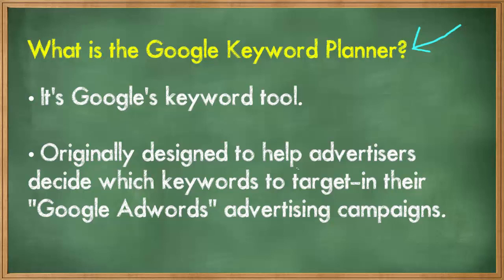Well, the Google Keyword Planner is Google's keyword tool. It is the keyword tool that was made by Google several years ago, I think over 10 years ago, and it was originally designed to help advertisers, people who want to spend money on Google. It was designed to help them decide which keyword phrases to target in their Google AdWords advertising campaign. So Google AdWords is the name of Google's product, Google's web application that allows advertisers to buy keywords on Google.